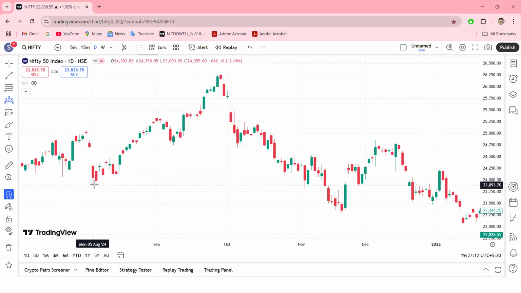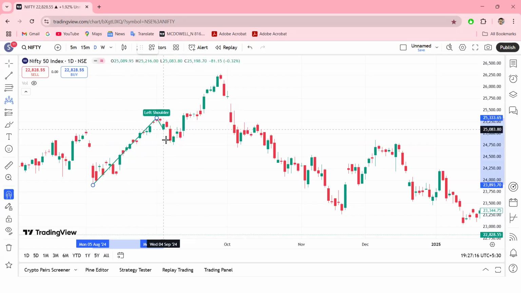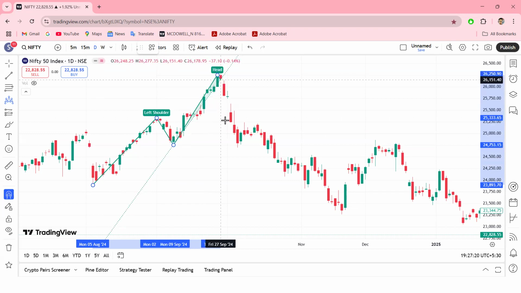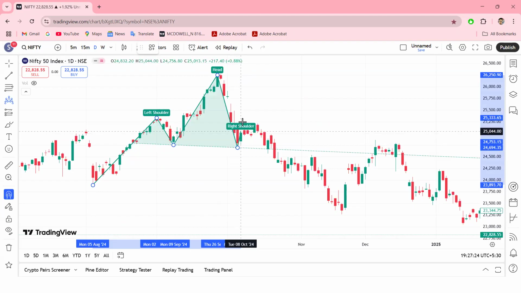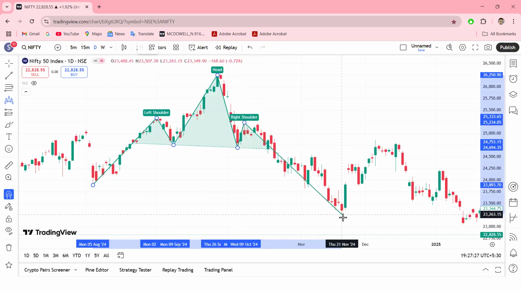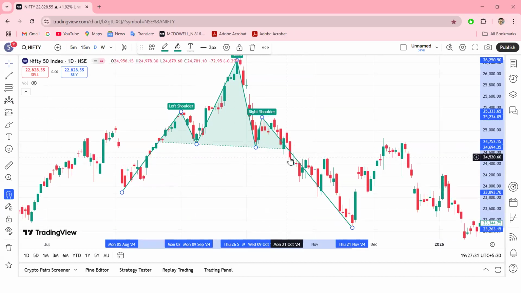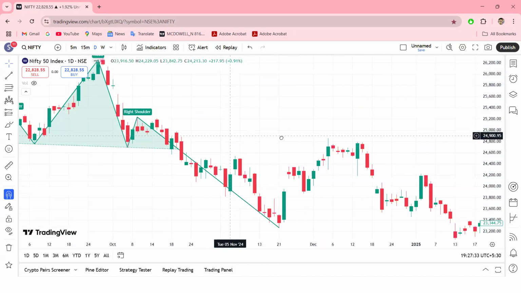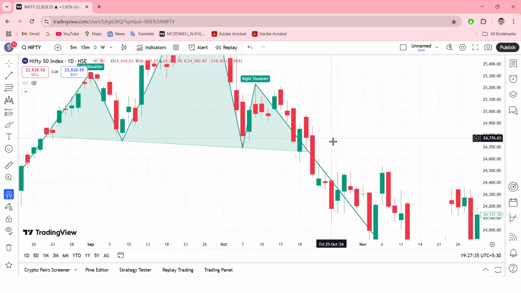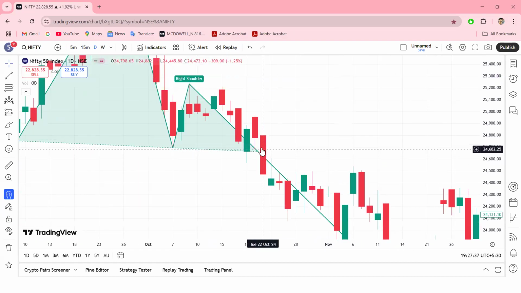So see, the market is going up. I can join this point, then I can come down, and go up again. This will be your head, and see this again is taking the support. Again it is going up, and now this is your breakdown. So the neckline will be like this. This is your neckline. At the neckline, are you able to observe this is your breakdown candle?